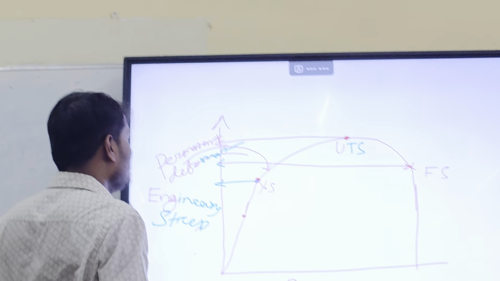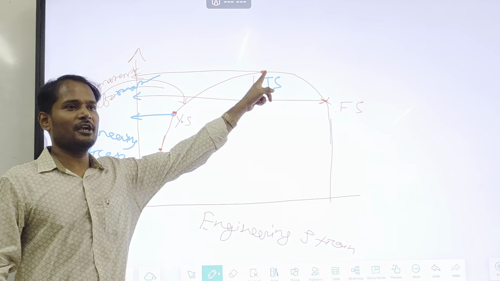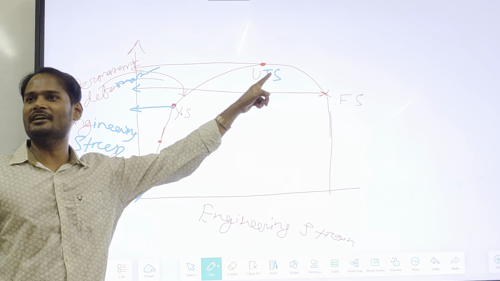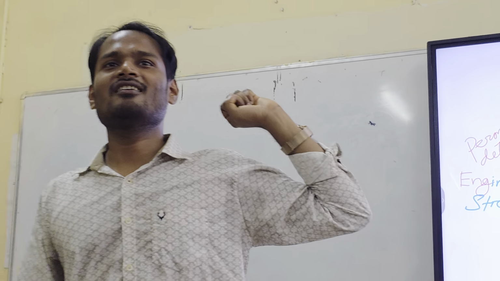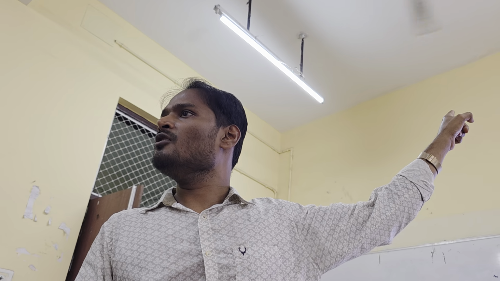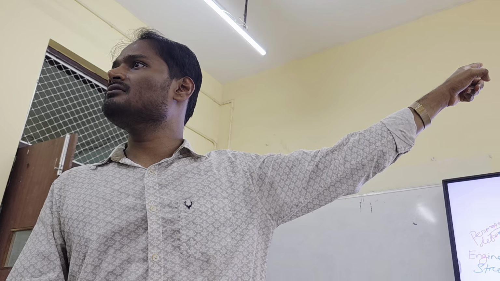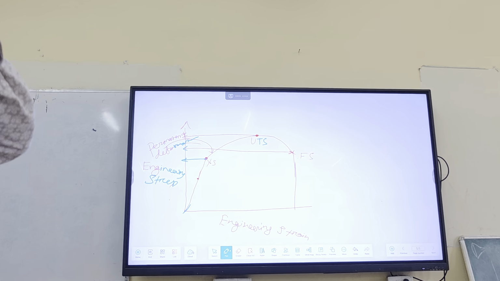Similarly, from this point to this point, something is happening inside the material. What exactly is happening? Strain hardening. Very good. That is the reason why the stress is increasing. The value of stress is increasing from YS to UTS, and that phenomenon is called strain hardening.